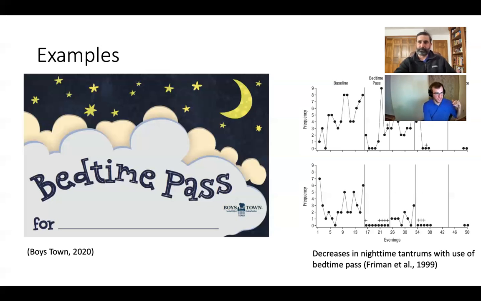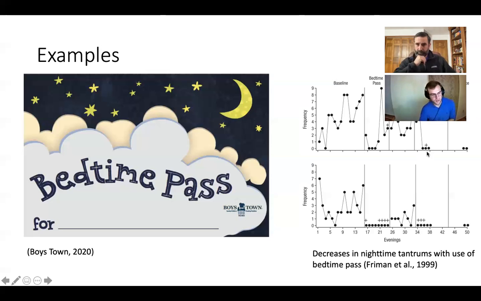During the baseline, there's a significant number of tantrums occurring throughout the night. And then when a bedtime pass is implemented, an immediate decrease. You do see a slight increase in the top graph there for that child, which can happen. There are different reasons why some of these behaviors might occur. We see a big spike that might be due to an extinction burst. And then when the cards were removed, the tantrums increased again, and then when they were brought back, we see another dramatic decrease in tantrums.